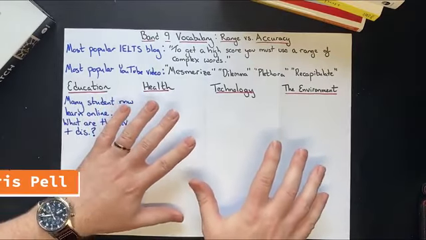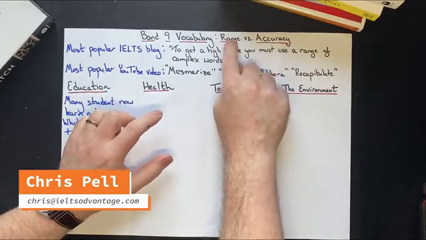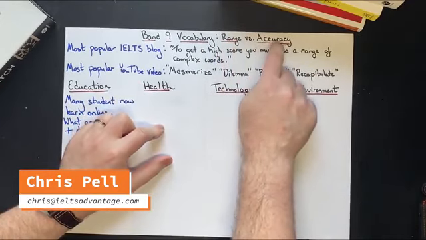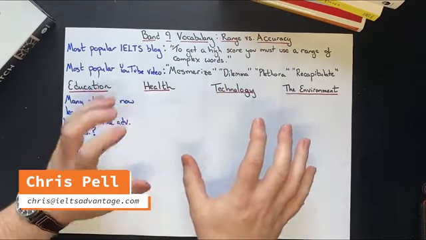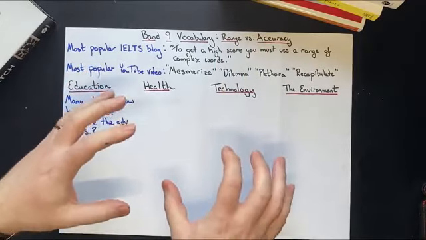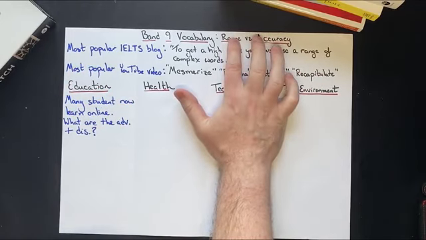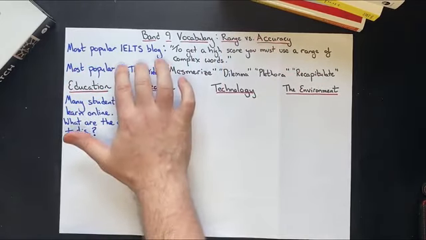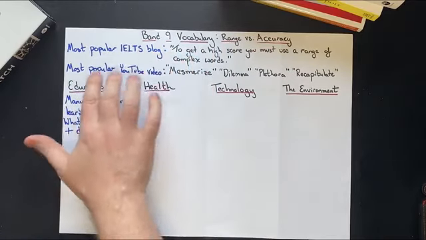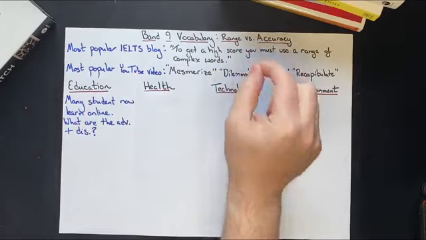In this video, we're going to focus on vocabulary, specifically the difference between range and accuracy. Range and accuracy are the two things that the examiner will be thinking about when they're assessing your vocabulary on test day. And there's a huge misconception about what range actually means. So we're going to look at what the most popular IELTS blog and the most popular YouTube video have to say about this and why this is totally wrong.